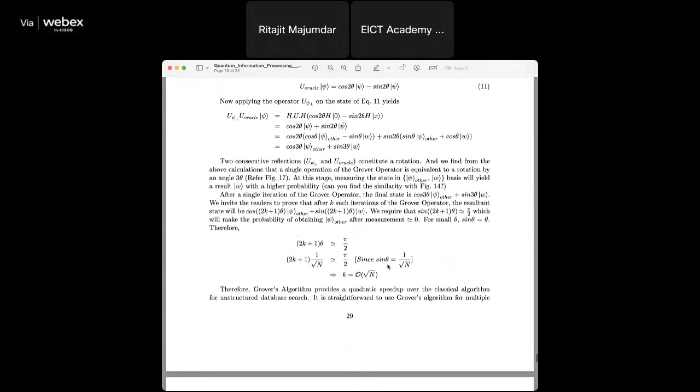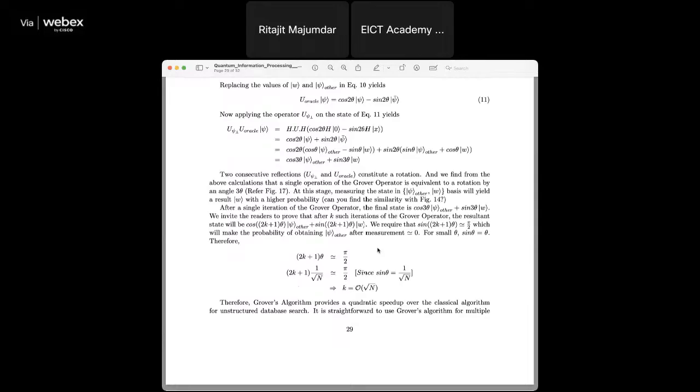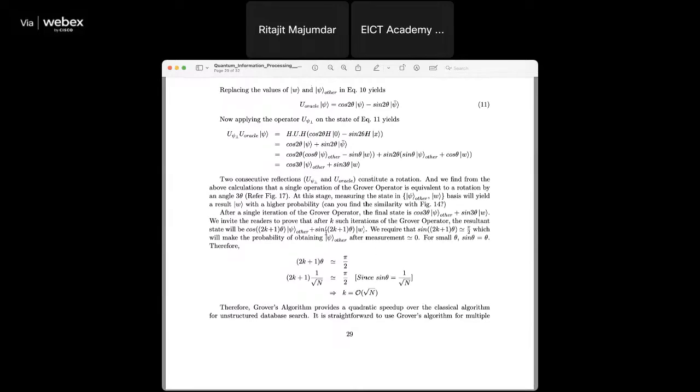So now there are some basic calculations. You can do some induction kind of calculation to say that if you repeat this k many steps, the state will become cos of 2k plus 1 theta. Exactly, so the number of rotations makes higher probability for the good state. So if you repeat this k times, it becomes cos of 2k plus 1 theta and sine of 2k plus 1 theta. What do we want?